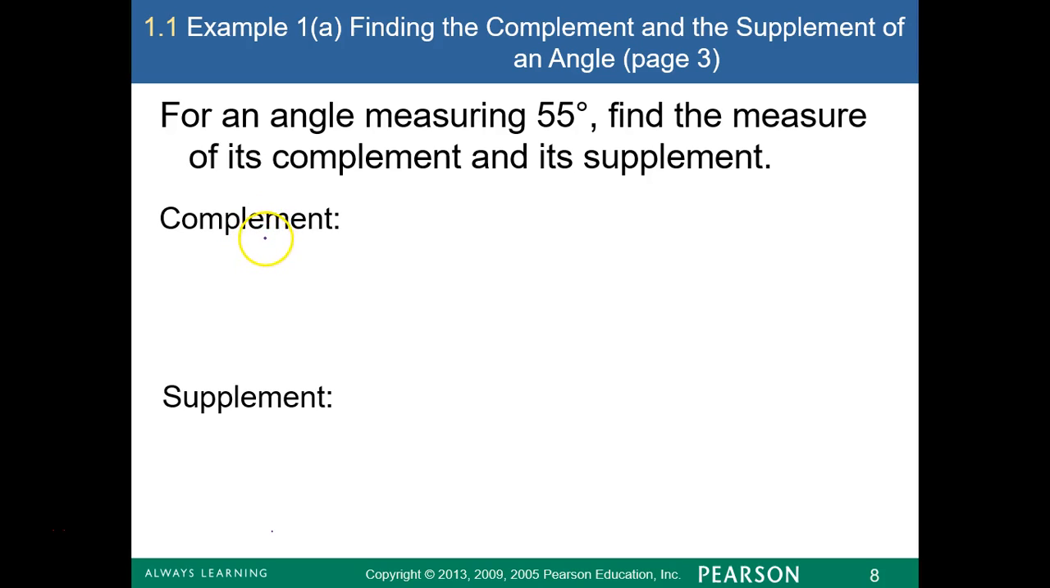let's find the complement of this angle. The way you do that is you just want to say 90 degrees minus 55 degrees, and that is equal to 35.